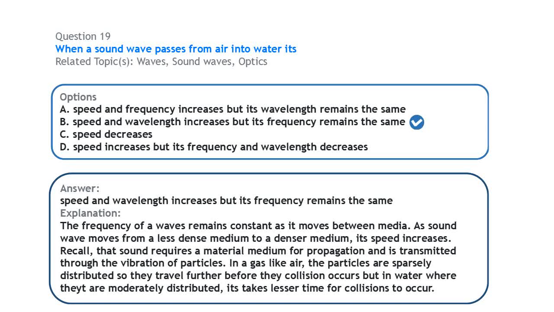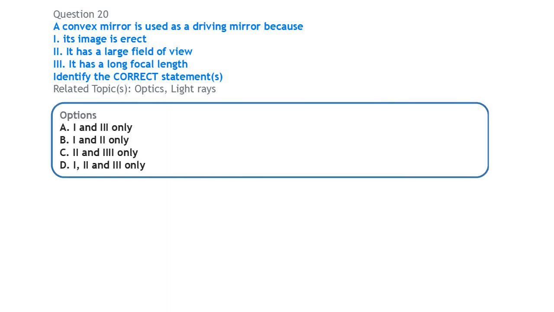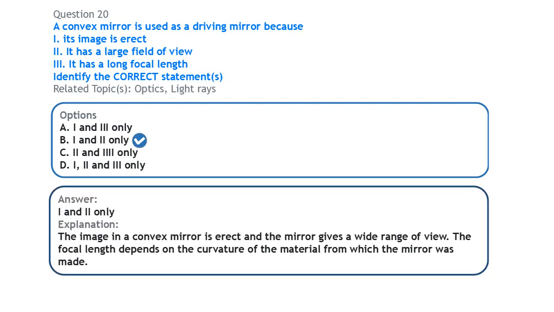Alright, the last question for this part. A convex mirror is used as a driving mirror because its image is erect, it has a large field of view, it has a long focal length. So this question is on optics and light ray. Alright, so the image produced by a convex mirror is erect. Okay, it is erect, it is virtual.